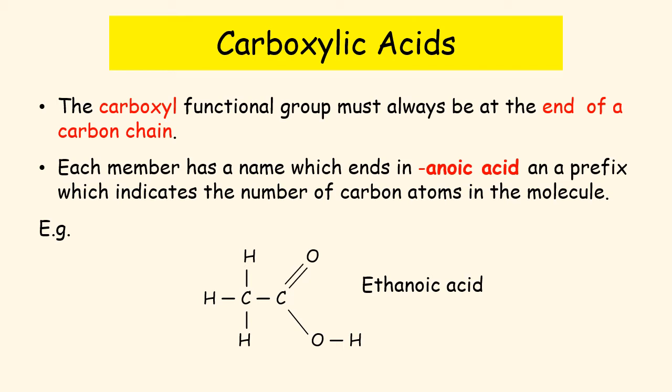Each member of the carboxylic acids has a name which ends in anoic acid, and it would have a prefix indicating the number of carbon atoms. So the diagram shown is ethanoic acid, and that's because the carbon that is part of the COOH group is always carbon number 1, and if we count across, we've got a second carbon. So that is ethanoic acid.